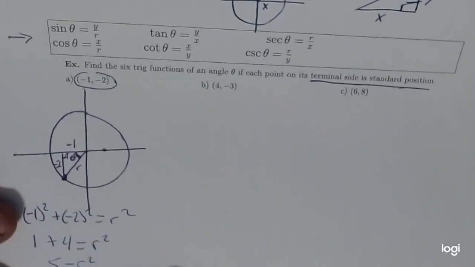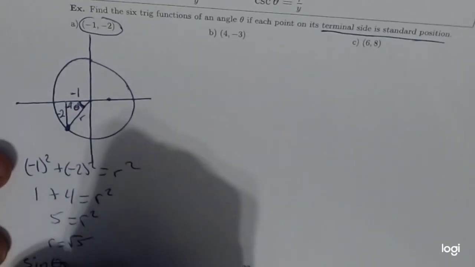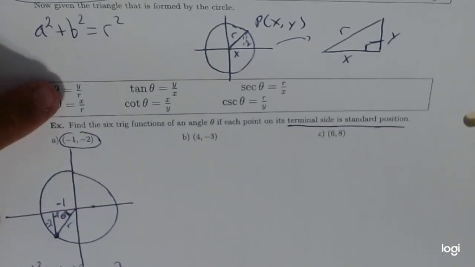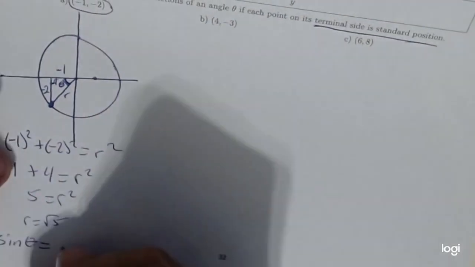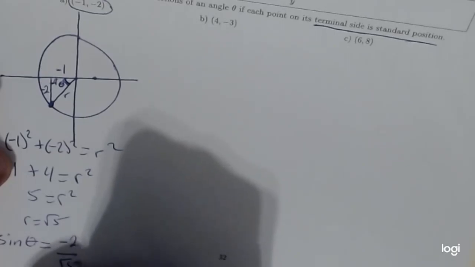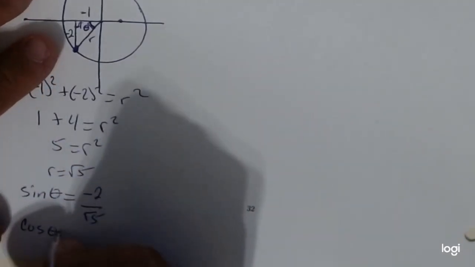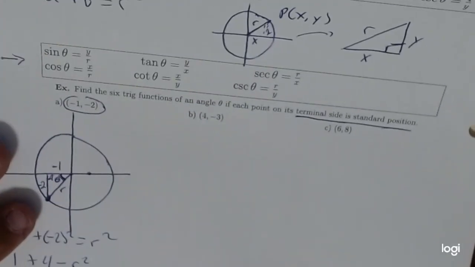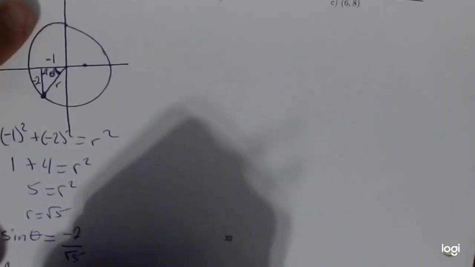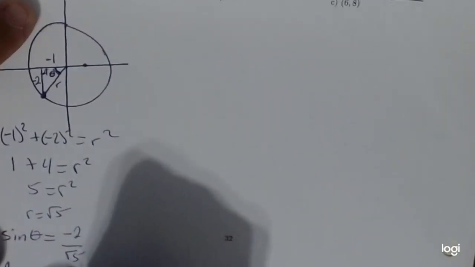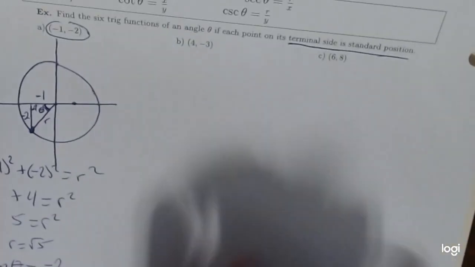So now using these trig functions, all we're going to do is plug in x, y, and r respectively. So for instance, sine of theta is equal to the y component over r. So the y component in this case is negative 2, so being negative 2 over radical 5. And we just keep going. So cosine theta is equal to the x component over r. So the x component is negative 1, so negative 1 over radical 5. And we finish it off. So I'll just quickly do the rest of them.